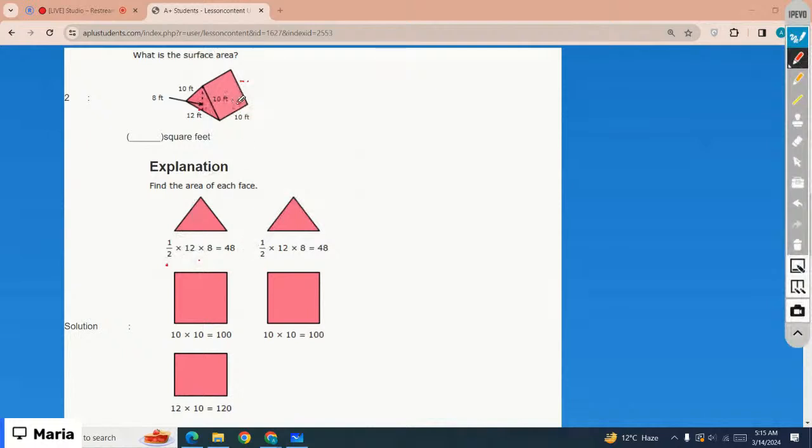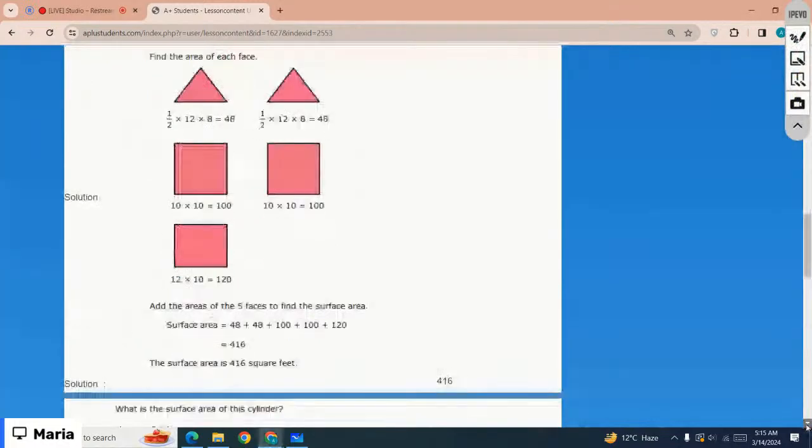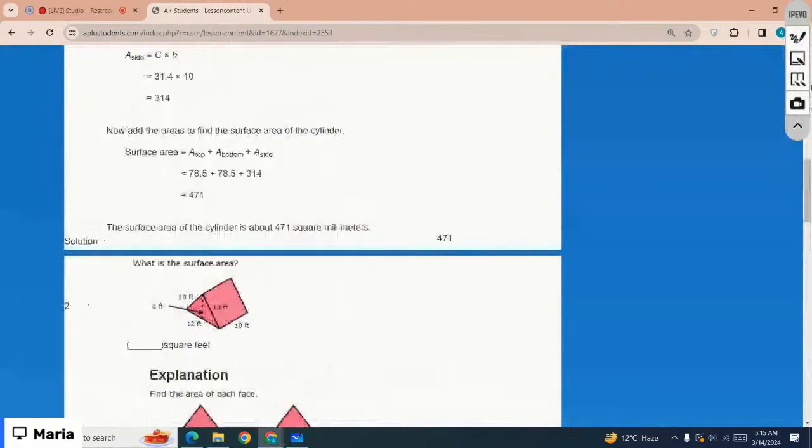Then this is a rectangle. For this one, you have to do length times width, right? This and this, they are rectangles. Also the base is a rectangle. So for the total area, you just have to add the areas of all the faces. Got it? Let's just start with the practice question. You can have a look at them.